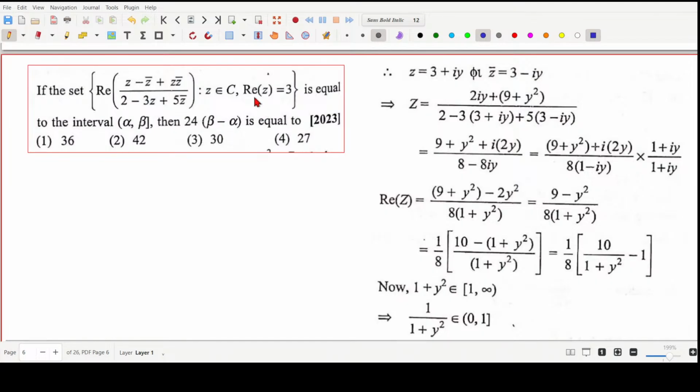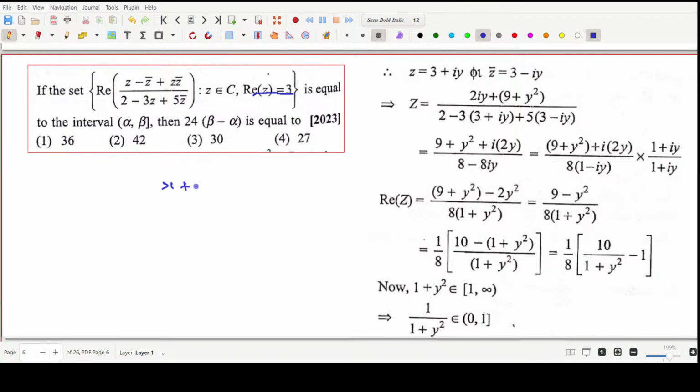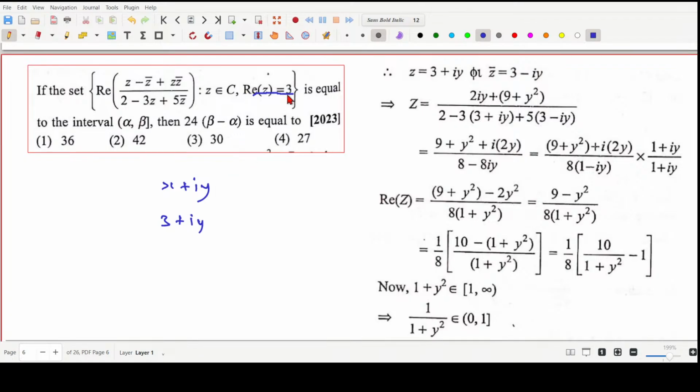Now, one more hint we are given is real of z equals 3. So this time for z, instead of taking x plus iy, we can actually take 3 plus iy, right? Agree, no? Because real is anyway 3. Now if you substitute this 3 plus iy in this, we will get an equation in terms of y only, because there is no x. If you substitute 3 plus iy in this and simplify, you will get an equation in terms of y only.